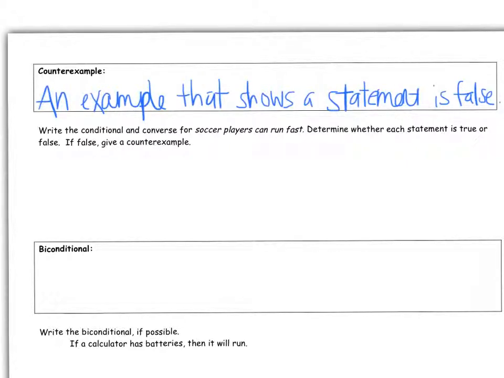What we are going to do on this next example says to write the conditional and converse for soccer players can run fast. We are going to determine whether each statement is true or false. If it is false, we are going to provide a counterexample. So, we need to rewrite this in our if-then form. Give it a try. Sure, that works. If you play soccer, then you run fast.